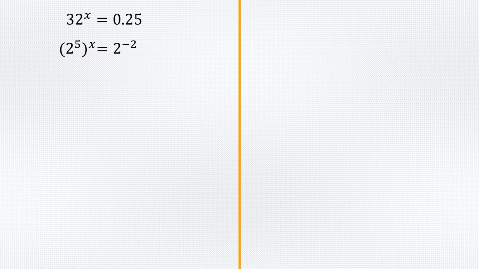The next thing we'll do is apply the power rule on the left-hand side, which says a to the power x, if all of that is raised to the power y, is going to equal a to the power x times y. So 2 to the power 5, all raised to the power x, is going to become 2 to the power 5 times x, right? So we have 2 to the power 5x equals 2 to the power minus 2.